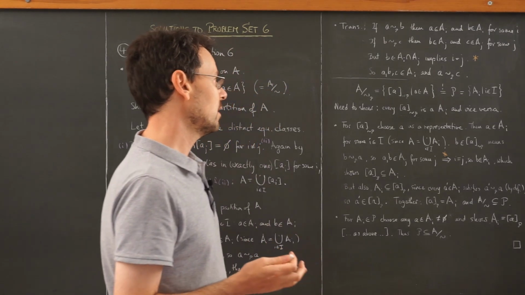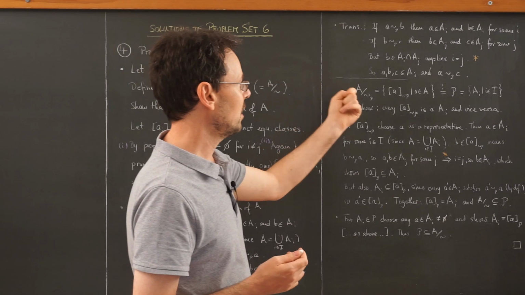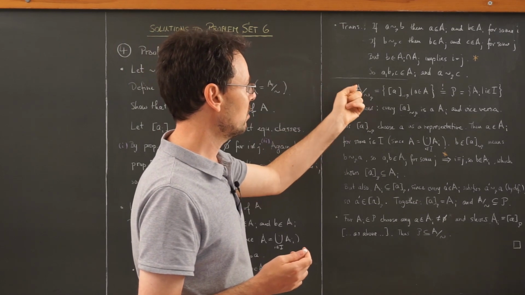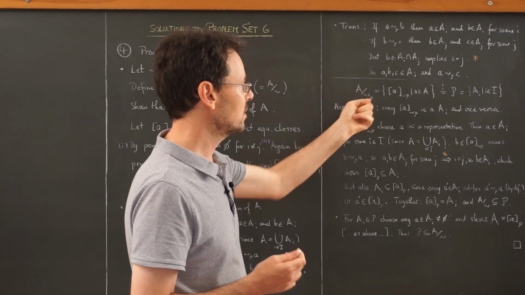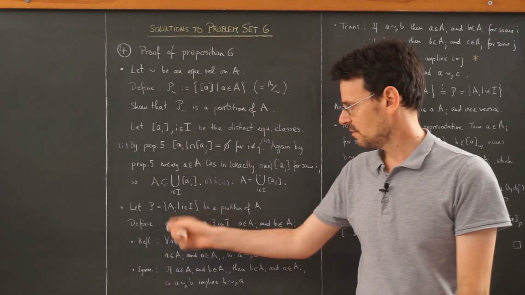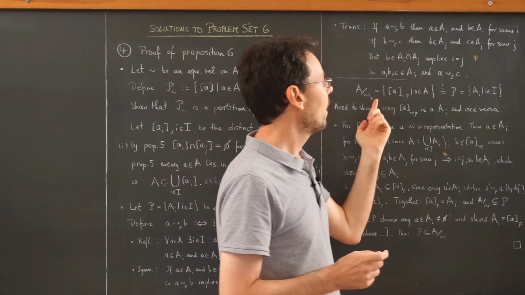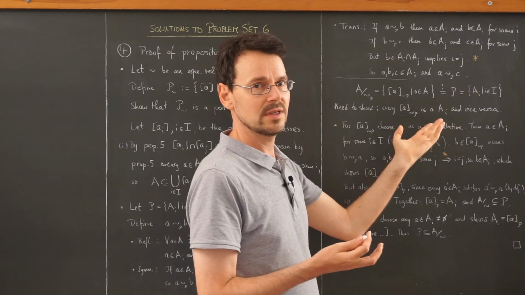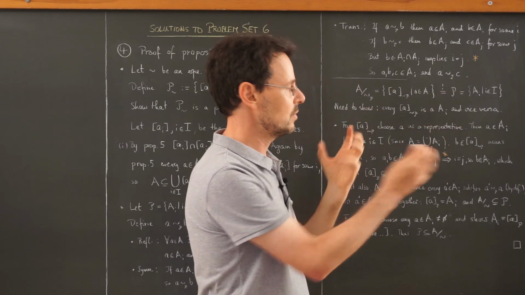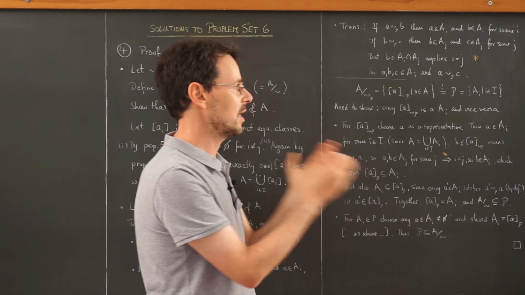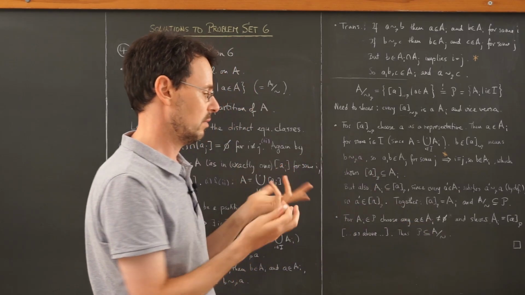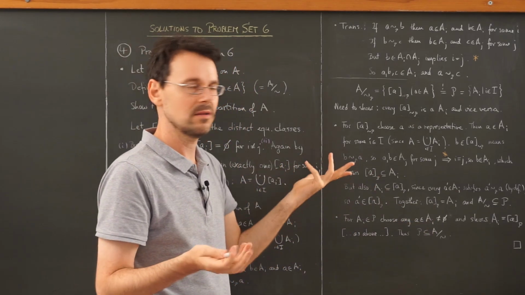All right, finally we have to prove that if I take the factor set of A modulo this equivalence relation that we just defined here, I simply end up with the partition itself. And in this sense, there's really no difference between a partition and an equivalence relation. Both are, let's say, two sides of the same coin.